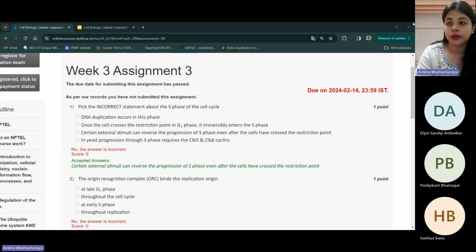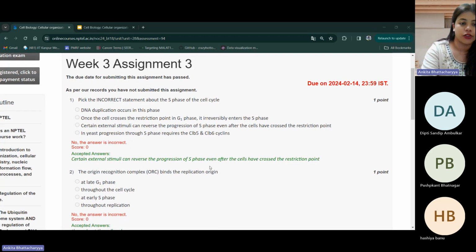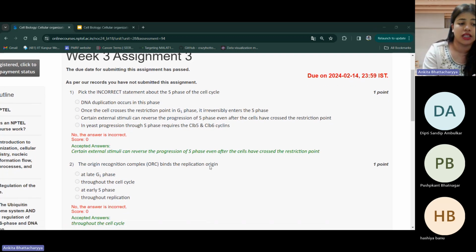So before we get into discussion regarding these topics, we'll first go over the questions that were part of the previous week's assignment. And if there are any doubts regarding the same, you can bring them up and we'll discuss them as well. So for week three, which was mainly centered around the cell cycle, the S phase, the process of replication, prokaryotes as well as in eukaryotes, we'll go through the questions one by one.